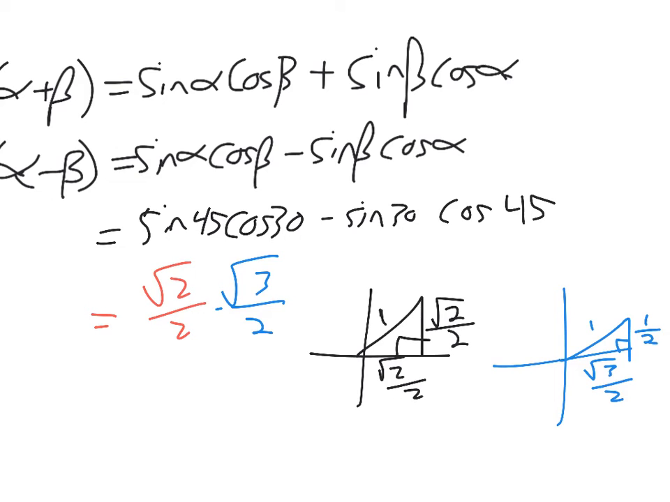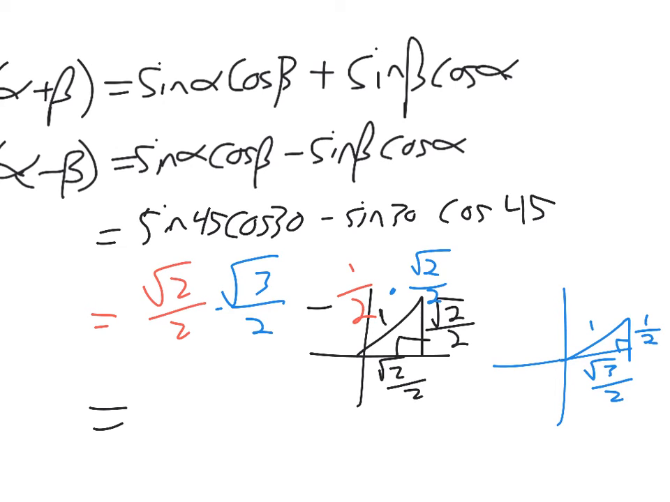And we can use those triangles to help us with the other ones. Sine of 30 would just be the opposite over the hypotenuse for this triangle. So sine of 30 is going to be 1/2. And then cosine of 45 is the adjacent over hypotenuse for that triangle down there. So that's square root of 2 over 2.